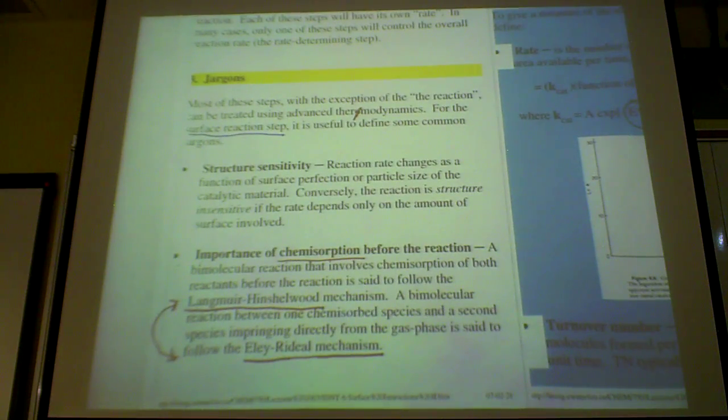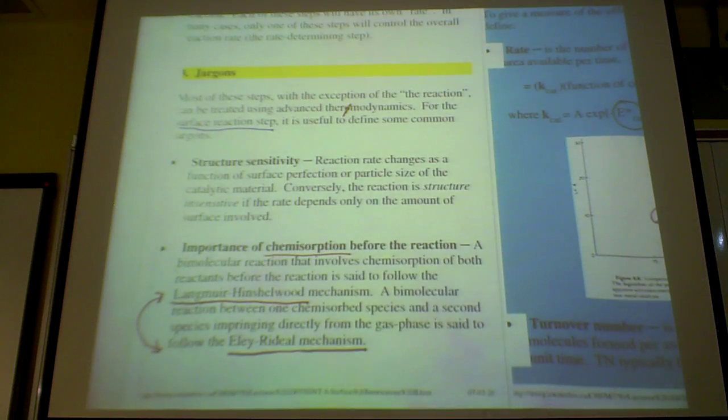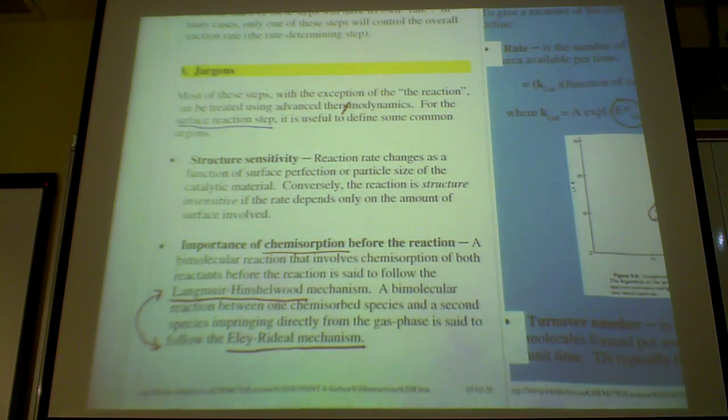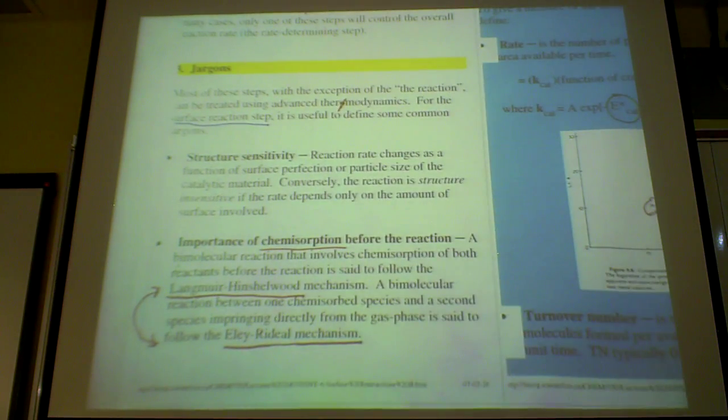Sometimes you hear this jargon when you read the literature, especially the catalysis people. They will say things like structural sensitivity. What does that mean? It means that the reaction is sensitive to what kind of plane you have, like whether you have 100 or 111. How perfect is your plane? Do you have a lot of steps or defects? And in a particle sense, if you're looking at the particle size, it may have a lot of surface defects and so forth. Okay, so that is structure sensitive.